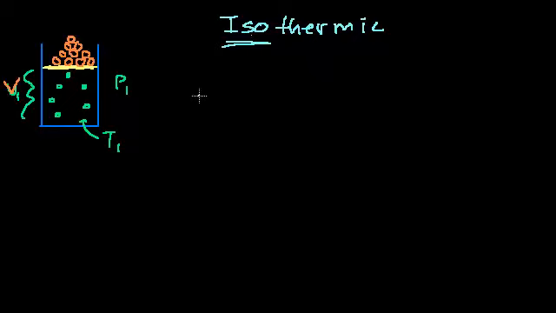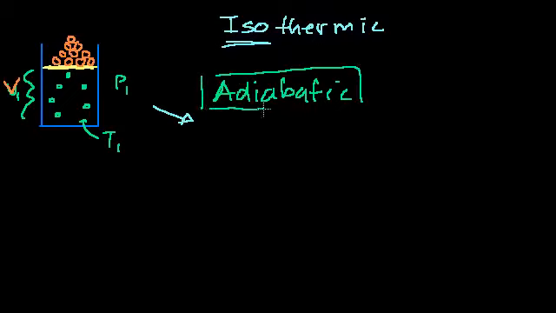So my question is, how can we do that? Because as I remove pebbles, what's going to happen? If it was completely isolated from the world, and actually I'll add a word right here, if it was an adiabatic process, adiabatic, fancy word. All that means is completely isolated from the world. So no heat is going into or out of this system.